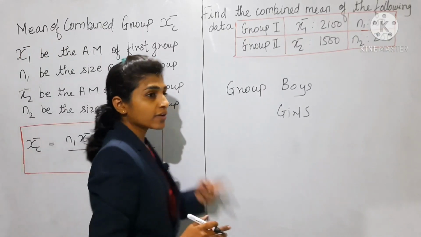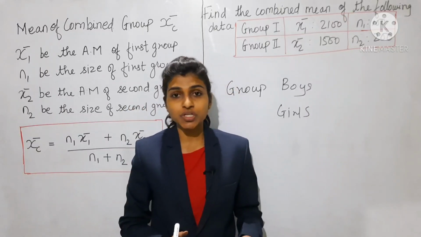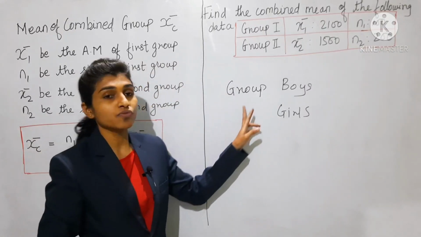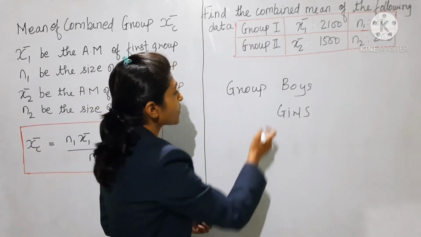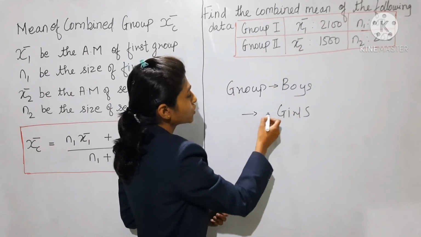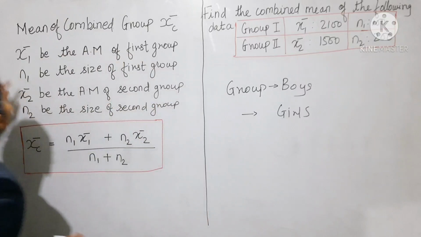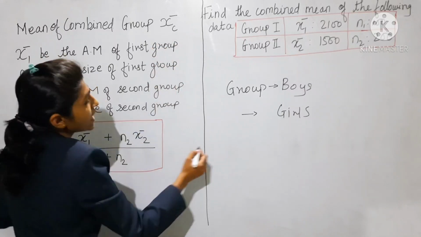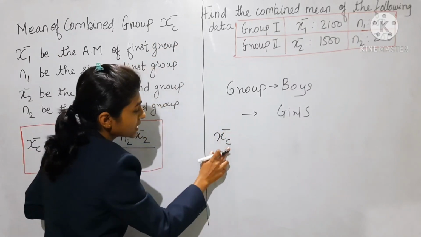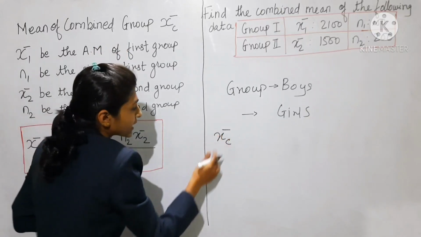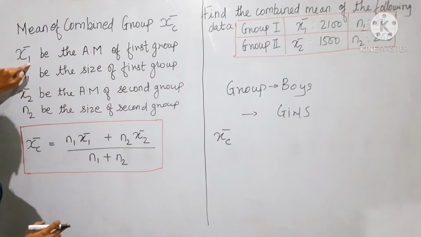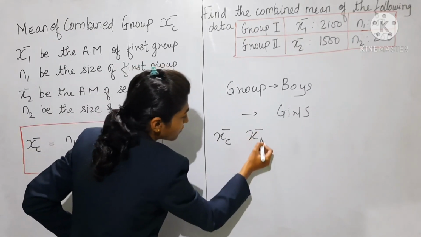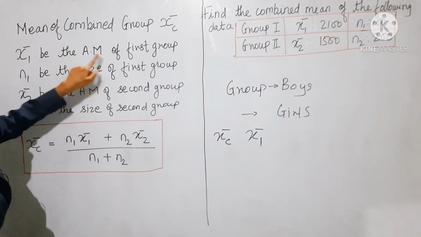So we can find the mean of individual observations, we can find the mean for a frequency distribution, as well as we can find the mean for two different groups also. Suppose group 1 is boys, group 2 is girls. Now the mean of combined group is denoted as x bar c. C means combined group, and x bar is the arithmetic mean. Now x bar 1 means the arithmetic mean of the first group.